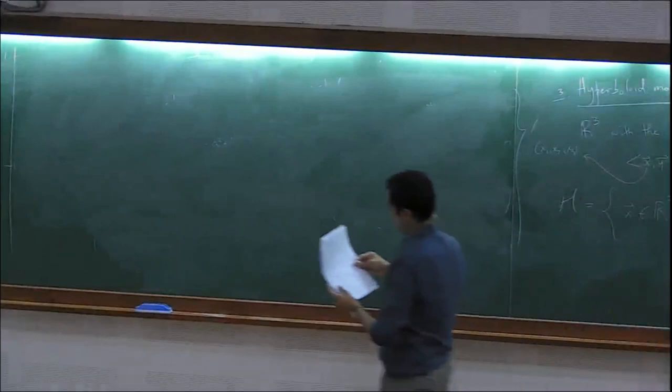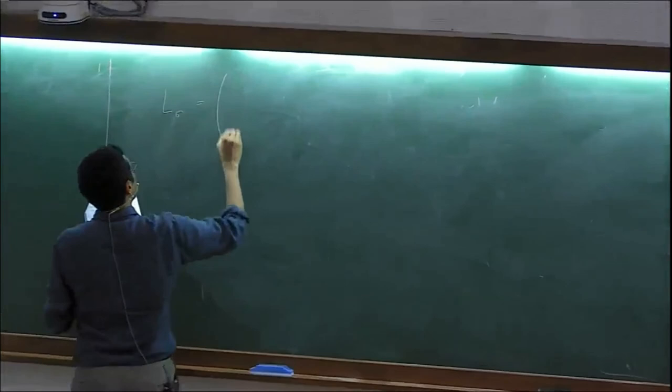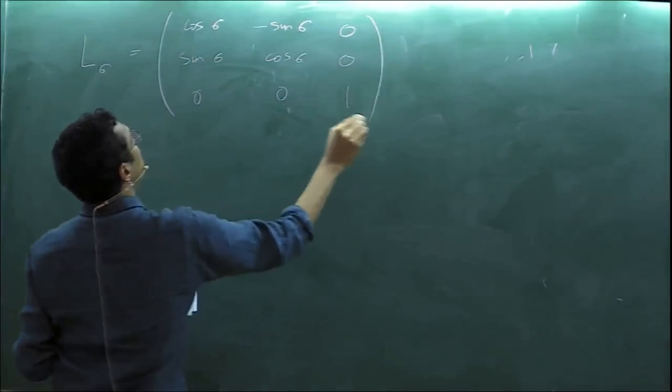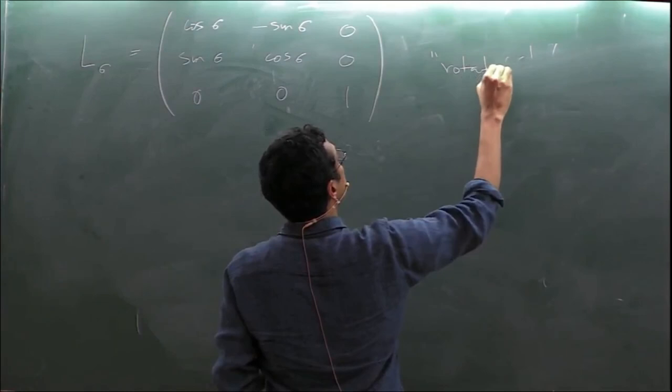So one of them I'll call L sigma. So that's cosine, sine, sine, cosine. So this you might recognize, okay? So what are these matrices? These are just rotating in the x1, x2 sort of plane, okay? So these are sort of rotations. Certainly these rotations are elements of those isometries, okay?